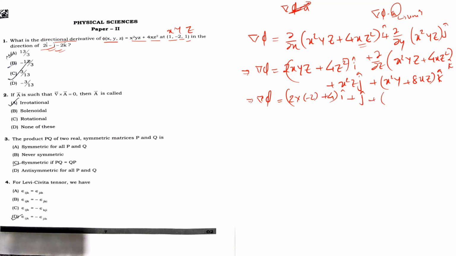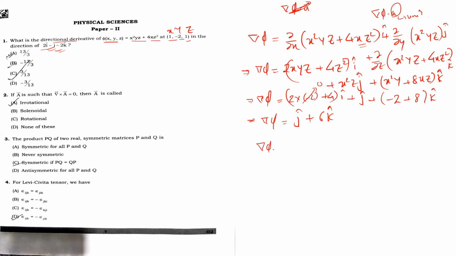And the last one: x square y is minus 2, plus 8xz, which is plus 8. Here you will have the k cap. So finally, del phi is equal to minus 4 plus 4, so this term will be 0. Here you will have j cap with a positive sign. This is not minus, this is plus. So this will be plus 6 k cap. 8 minus 2 is 6.